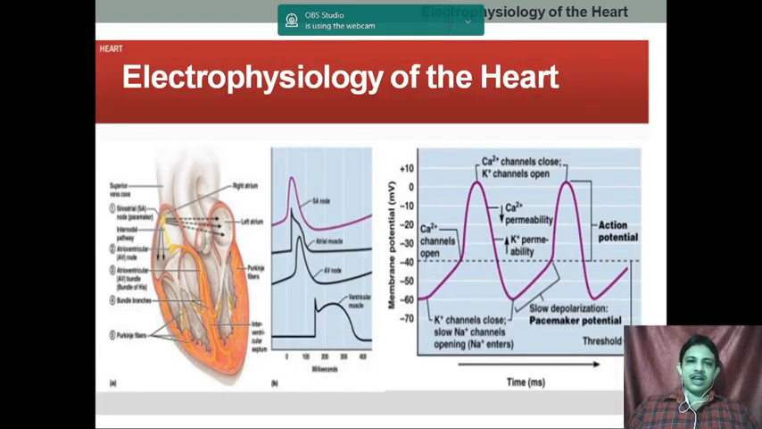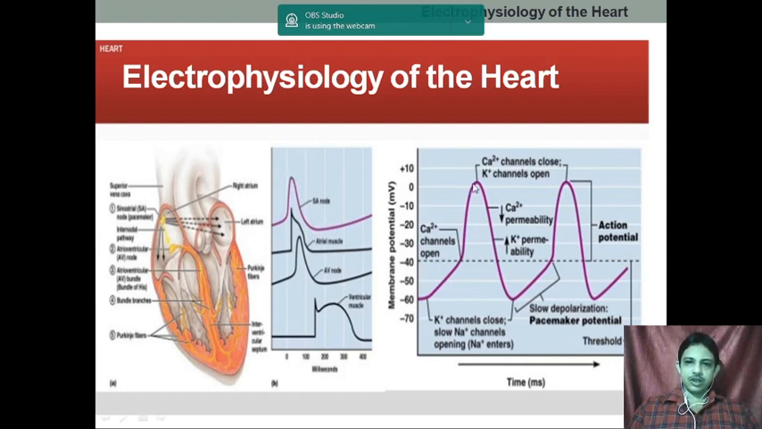Now coming to the electrophysiology of the heart. Here you can find the difference between the different electrophysiology. For example, if we consider the SA node, the action potential which generates in the SA node will be like that. Clear? SA node, it will be like that.